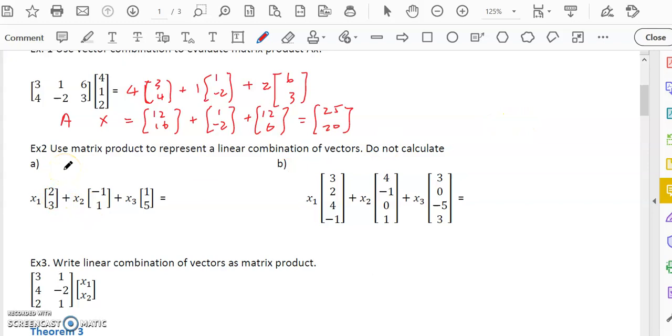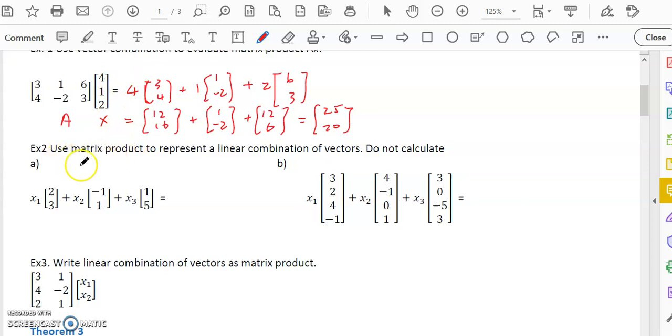At this moment, every matrix product has to be A and then a column. Later on in chapter 3, I guess, we will talk about a more general matrix product where the second entry doesn't have to be a column. It could be another matrix, but that would be later.